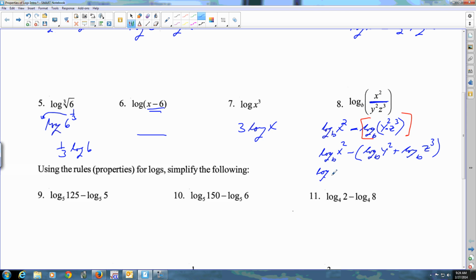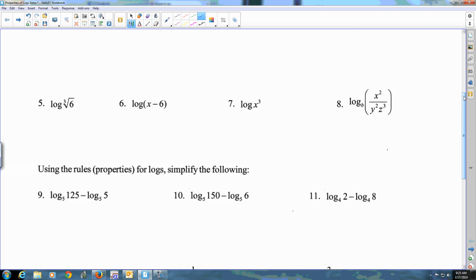So you have log base b of x squared minus log base b of y squared minus log base b of z cubed, and now all your exponents are going to drop in front. So your final answer is going to be 2 log base b of x minus 2 log base b of y minus 3 log base b of z. Okay. Now I'm going to erase that so then I can do these next problems.